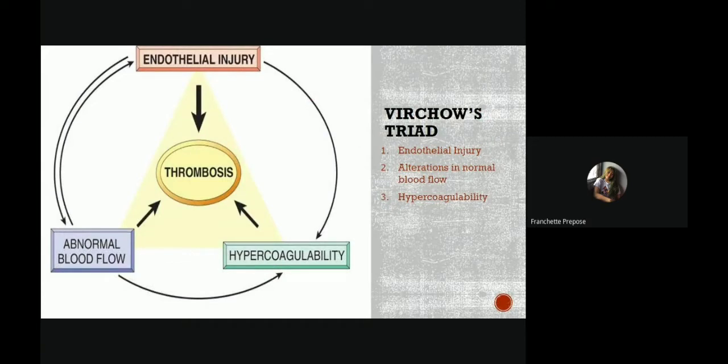Now, here is the Virchow's triad. Integrity of the endothelium is the most important factor. Injury to endothelial cells can also alter local blood flow and affect coagulability. Abnormal blood flow, stasis or turbulence, can cause endothelial injury. The factors may act independently or may combine to promote thrombus formation.